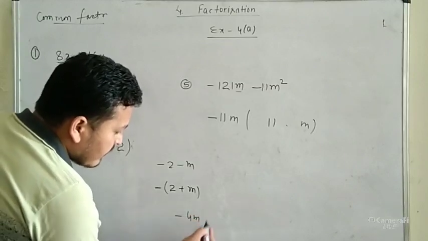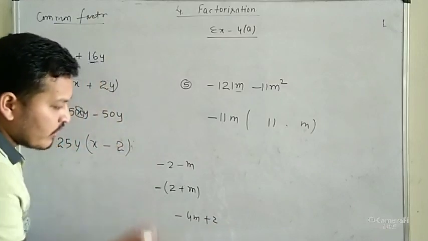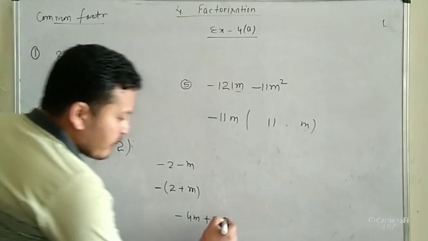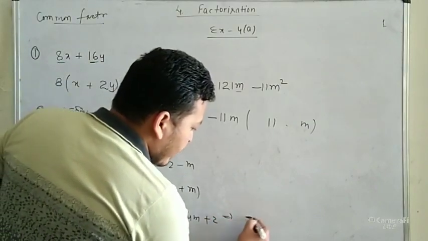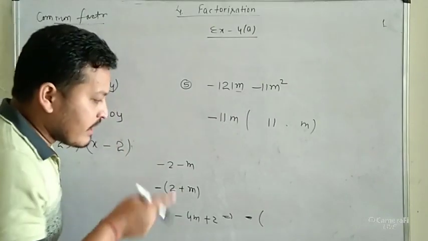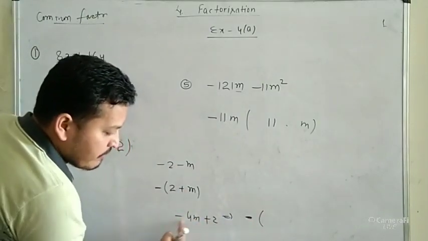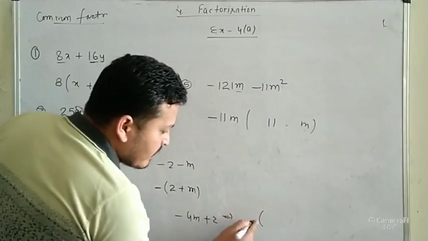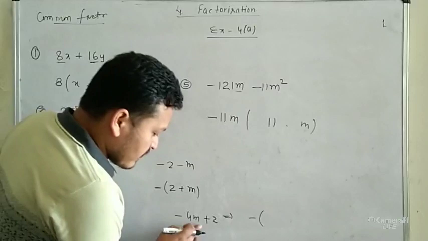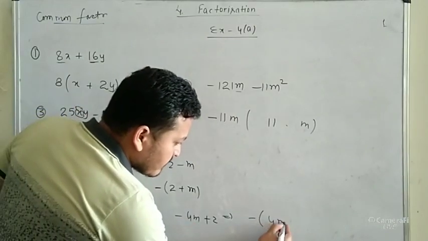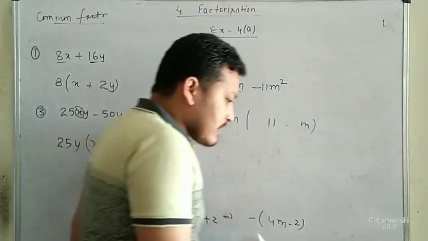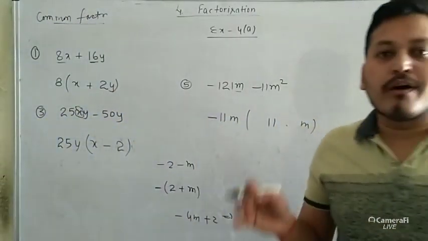minus 4m plus 2, and if you want to take minus as a common out, अगर आपको minus common लेना है, if you are taking minus as a common out, तो minus common and I told you all the signs will reverse in the bracket. If you are taking minus as the common, अब ये है minus 4m plus 2, minus is common, तो all the signs inside the bracket will be reversed. So this is minus, then it will be positive, okay, and this is plus, then it will be negative. So these are the basic things we can use in our exercise.